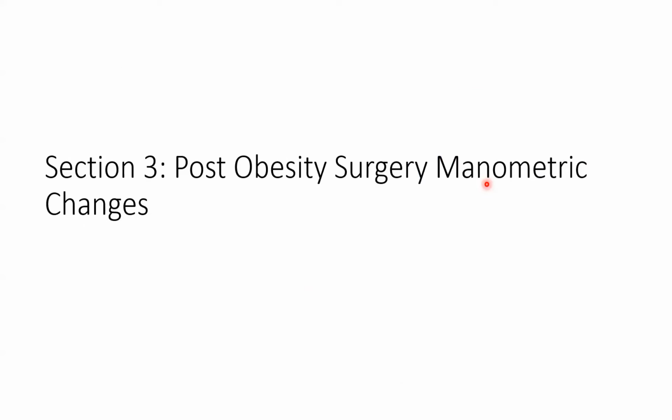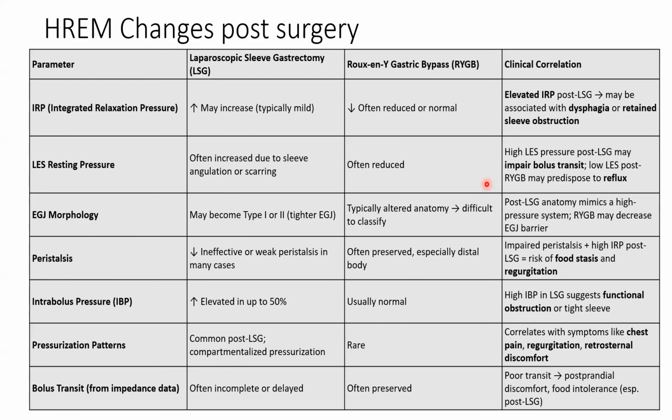Now coming on to this third part, the post-obesity surgeries, what happens? There are different kinds of bariatric surgeries which are relevant to us. Most important for us is what is happening in the stomach. So whatever changes will happen in the esophagus would be secondary to what is happening in the stomach. In the stomach, you can have either a laparoscopic sleeve gastrectomy or a Roux-en-Y gastric bypass. In a sleeve, the IRP may slightly increase, whereas in a Roux-en-Y it will actually come down.